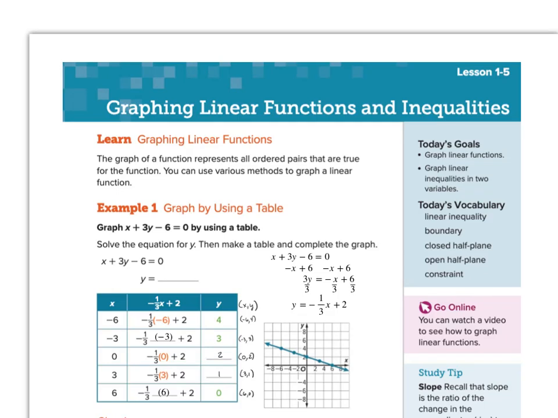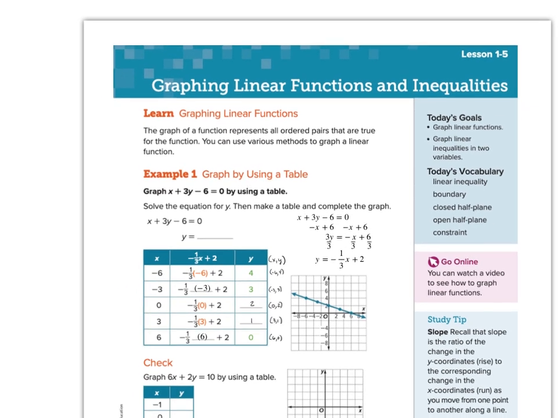Okay, so as we continue with graphing linear functions and inequalities 1-5, what we are going to be doing is exactly that, learning to graph or making sure we understand how to graph these linear functions and inequalities of two variables. And then our vocabulary, understanding a linear inequality, our boundary line, the closed half plane is going to be when we use a solid line, an open half plane is our dashed line, and of course what our constraints are based on that information.